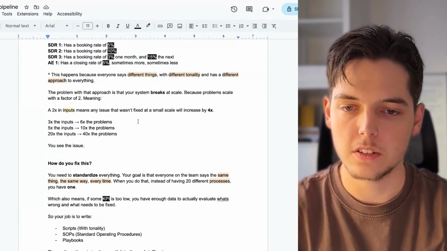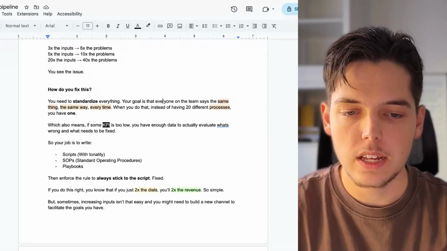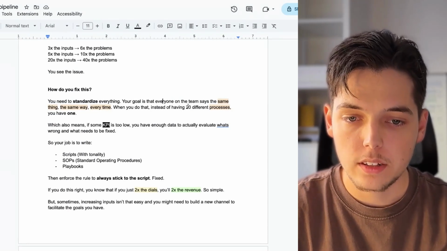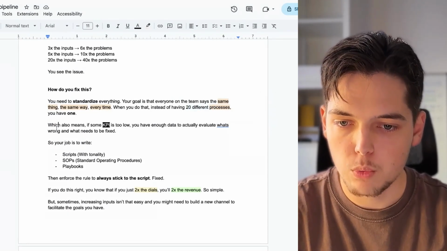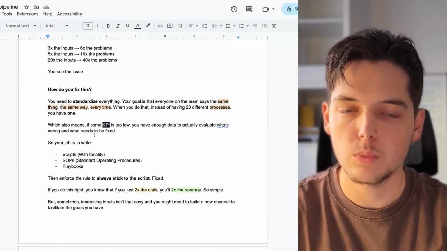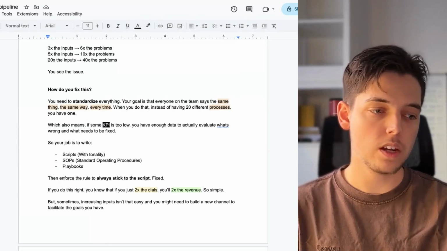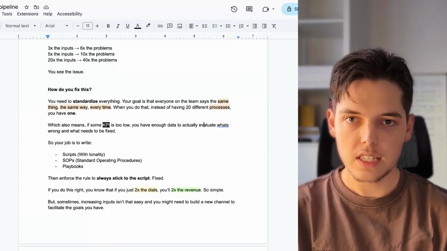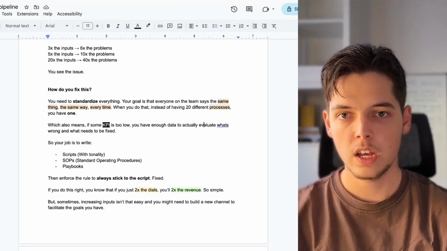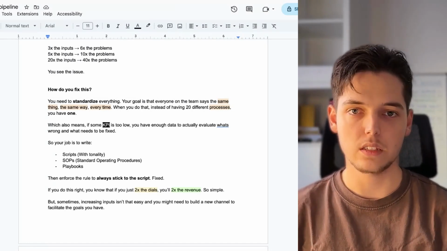How do you actually fix this? Because that's why you're watching this video. Well, you need to standardize everything. Pretty simple. Your goal is that everyone on the team says the same thing, the same way every time. And when you do that, instead of having 20 different processes, you have one, which also means if some KPI is too low, you now have enough data to actually evaluate what's wrong and what needs to be fixed. Because otherwise everyone is doing something else, and you have a 3% booking rate, you have a 10%. Now you have to fix 2 things at once. You can't scale like that. It's impossible. Or you can, but then everything will break and you'll just have a bunch more work. You'll realize nothing's working and then you need to tone down the volume again to the old size to fix things, which is not the goal.